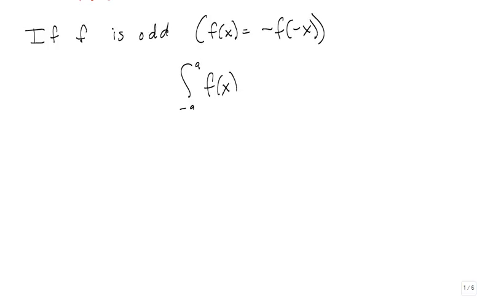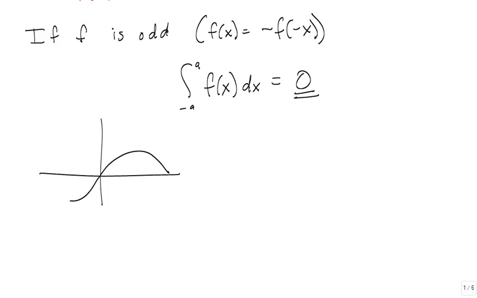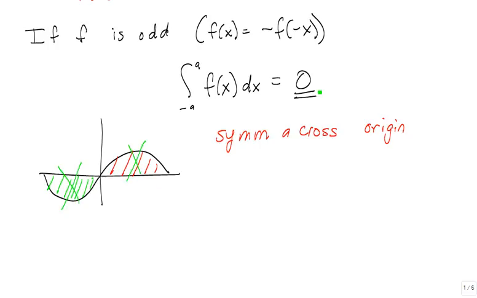If f is odd, that means f of x is negative f of negative x, then the integral from negative a to a, again, that's symmetric. See, it only works when you're going equal distance on either side of 0. That's going to be 0, because they're going to cancel out. If you do an odd function, this is symmetric across the origin. So this right here is going to cancel out this negative area here, and give you 0.